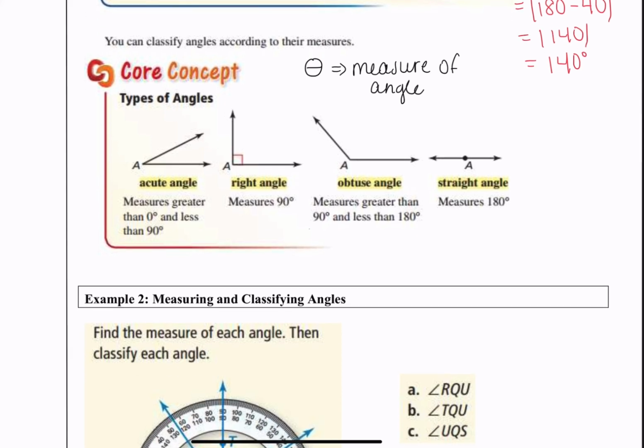So as you've probably learned in the past, an acute angle is an angle that measures greater than 0 degrees and less than 90 degrees. And I'm going to use a compound inequality to represent that. So if I have an acute angle, theta, it is somewhere between 0 degrees and 90 degrees.